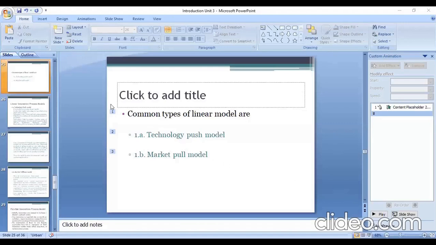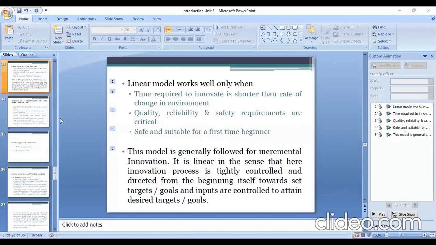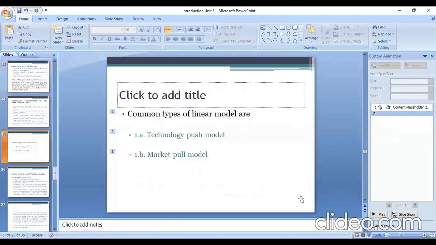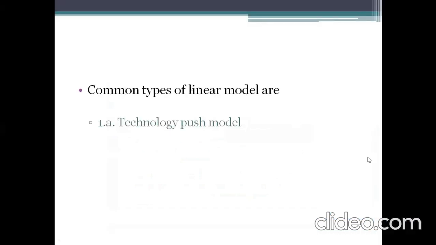In the last lecture, we discussed the linear model of innovation, and we were about to begin with the types of linear model. There are two types of linear model that we need to study today. The first one is the technology push model, and the second one is the market pull model.